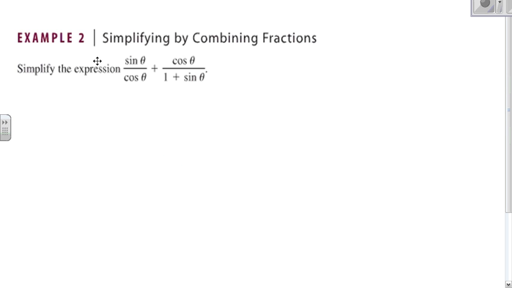For example 2, we're going to simplify sine over cosine plus cosine over 1 plus sine. So let's start, since we have two separate fractions, let's get a common denominator and combine the fractions. So to get a common denominator, we're going to multiply this one by cosine on top and bottom. And our first fraction will be multiplied by 1 plus sine on top and bottom.